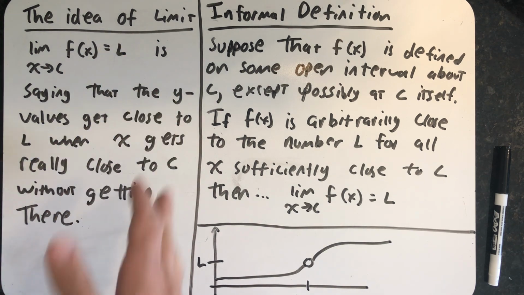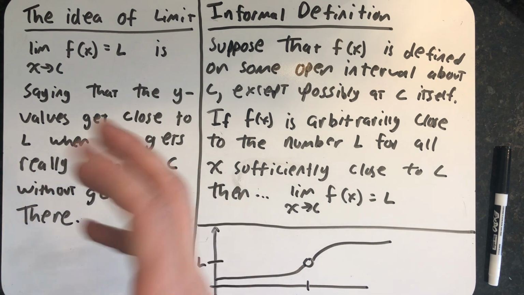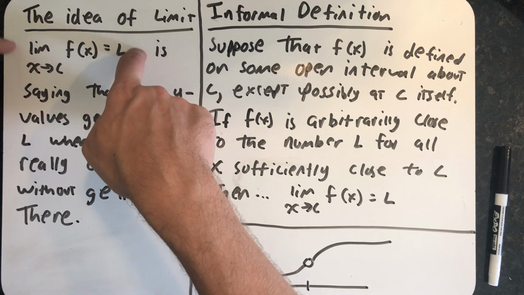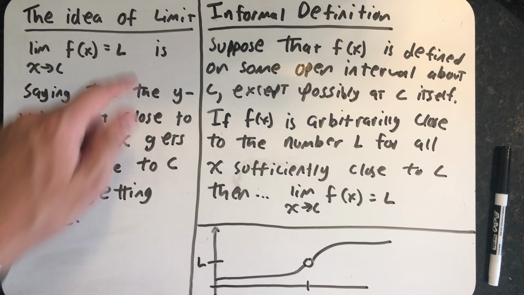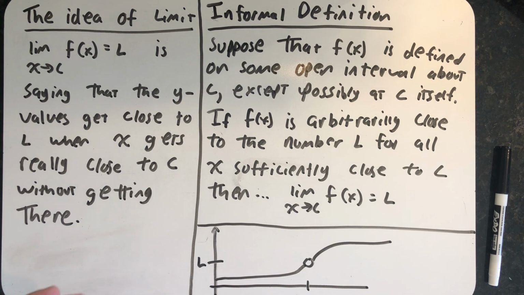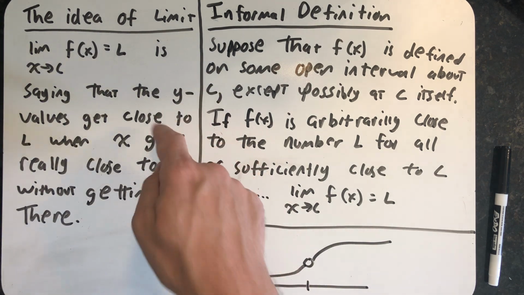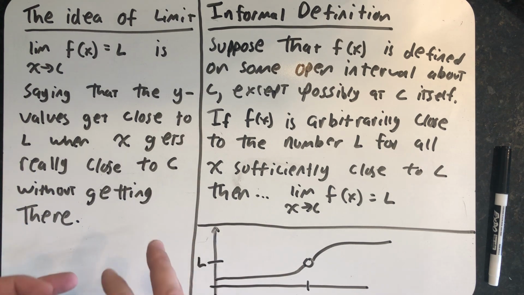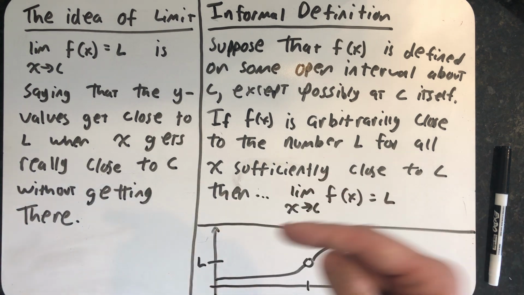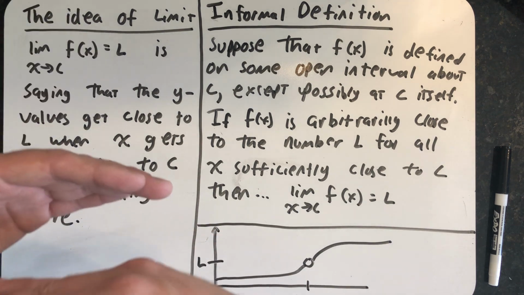So what I like to think of as a notion of limit, right? Just the fundamental idea is that when I see this collection of symbols, the limit as x approaches c of f of x equals L, what I'm trying to tell whoever's reading that is that the y values get really close to L when x is close enough to c without actually getting there. When the x values get close to c, the y values get close to L.